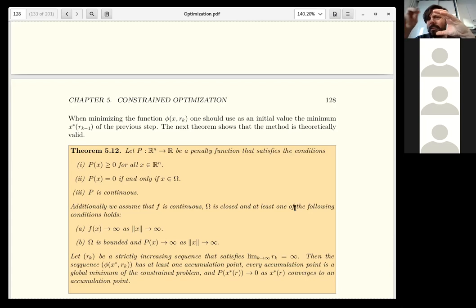You can say it's a limit of the sequence. We don't want to say it's a limit of the sequence here for some reason, but think of it as a limit if you want. Each such accumulation point, or the limit of the sequence, is actually the global minimum of the constraint problem.